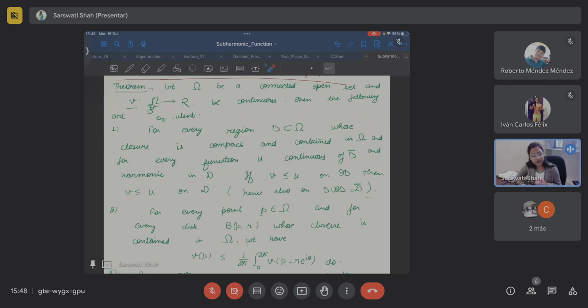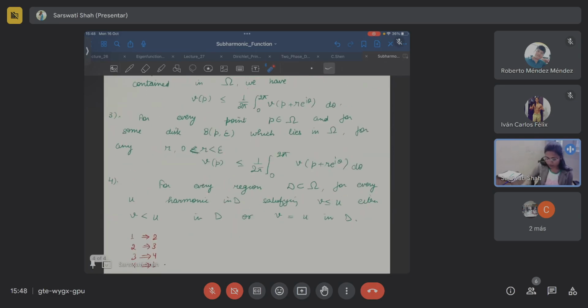So proceed in a systematic way. We will proceed from 1 to 2 to 3 to 4. This is a very easy theorem. If you have doubt in the statement, then you may ask me.